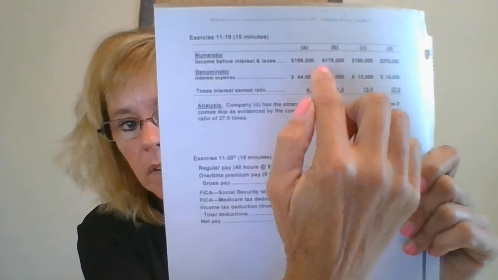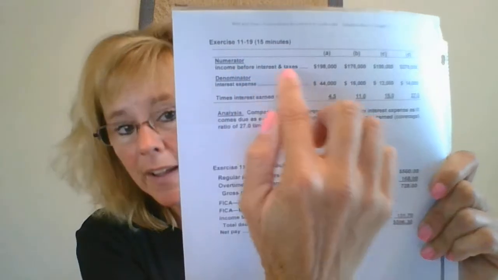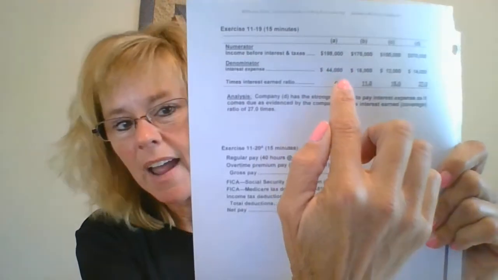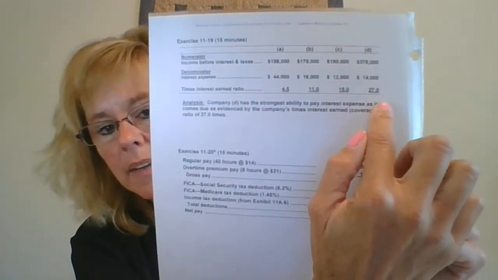Okay, so again, income before interest and taxes, and then the bottom part are divided by your interest expense. Now, for this, they had 4 companies in exercise 11.9, and you had to figure out the times interest ratio for each company. So you have your income before interest and taxes, and then divided by your interest expense. So company A is 4.5, 11 for company B, company C was 15, and company D was 27.